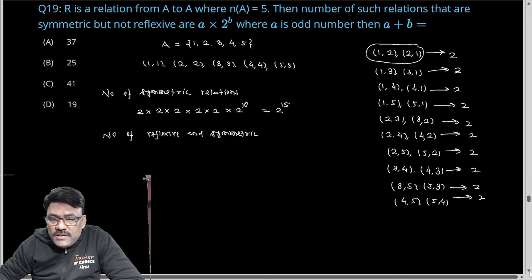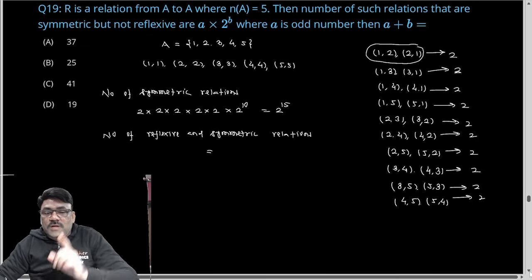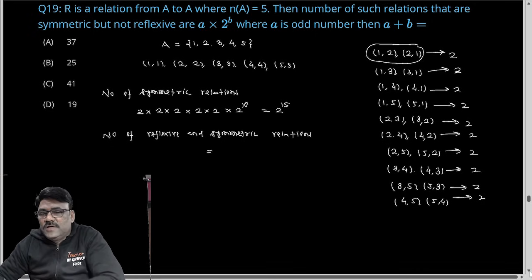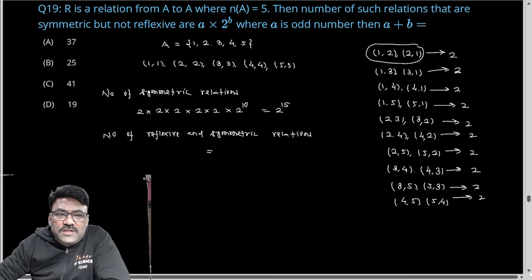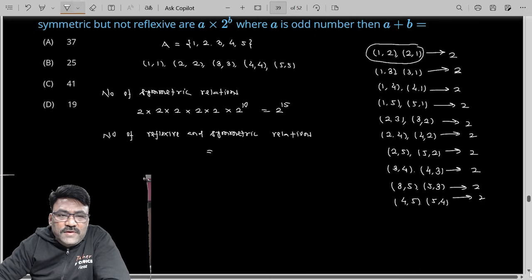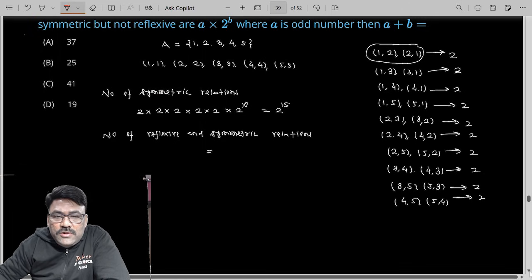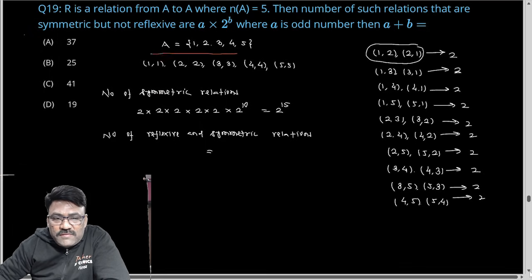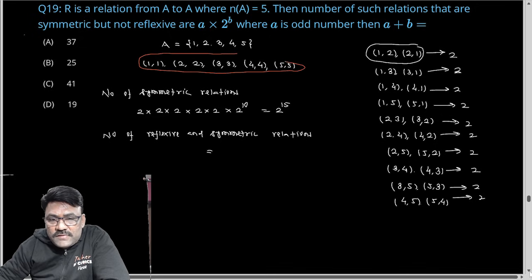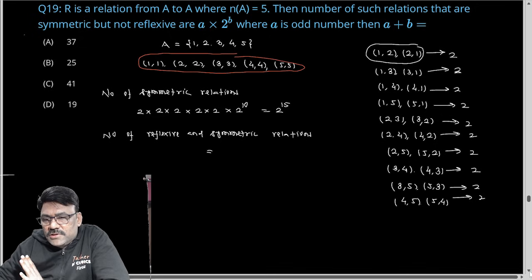Number of reflexive and symmetric relations. So now you are forming the number of relations which are reflexive as well as symmetric. For reflexive, these 5 elements are surely in your relation. So these 5 are already selected because the relations are reflexive.